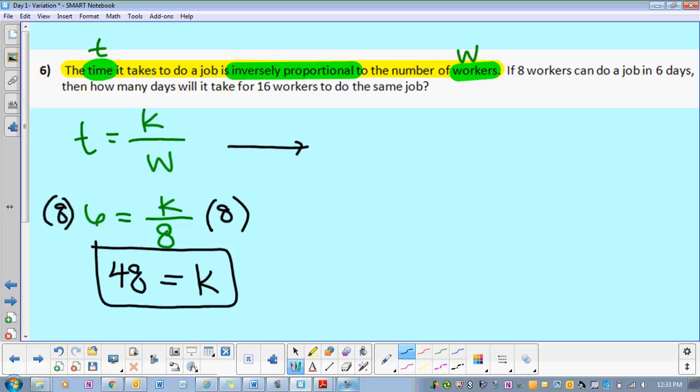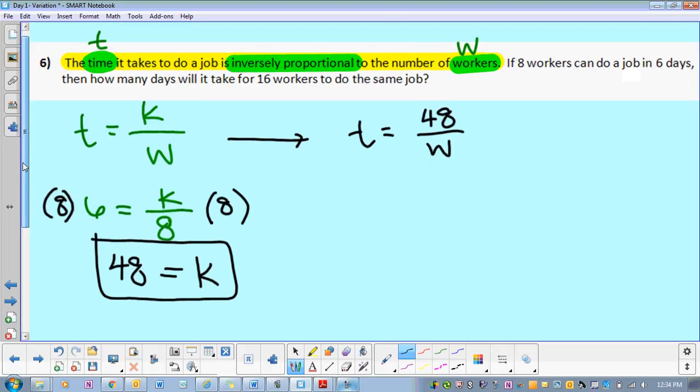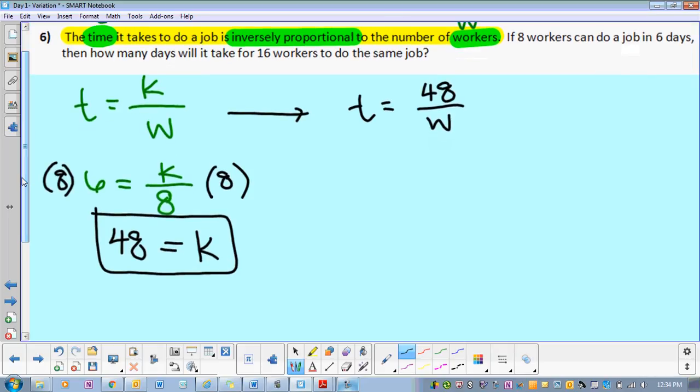So then now I'm going to rewrite this equation. T equals 48 over W. Because the thing that they want you to find is how many days will it take for 16 workers to do the same job? Well, what do they give you? T or W? W. Good. So how many days will it take? 3. 3. You could have just guessed that.